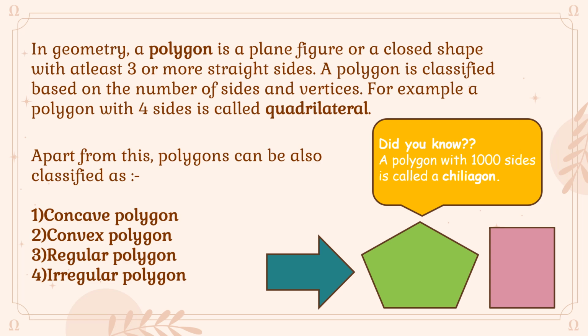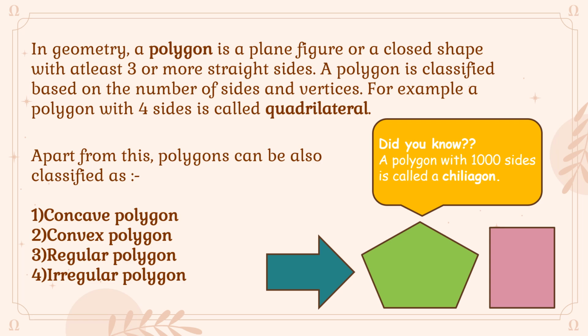A polygon is classified based on the number of sides and vertices. As you can see on the slide, for example, a polygon with four sides is called a quadrilateral. Yes or no? For example, square, parallelogram, trapezium, rhombus, all these are four-sided polygons or quadrilaterals. If you take five sides, it's a pentagon. Six sides, hexagon. Three sides, triangle. Isn't it? So, based on the sides and vertices, you can name or classify the polygons.